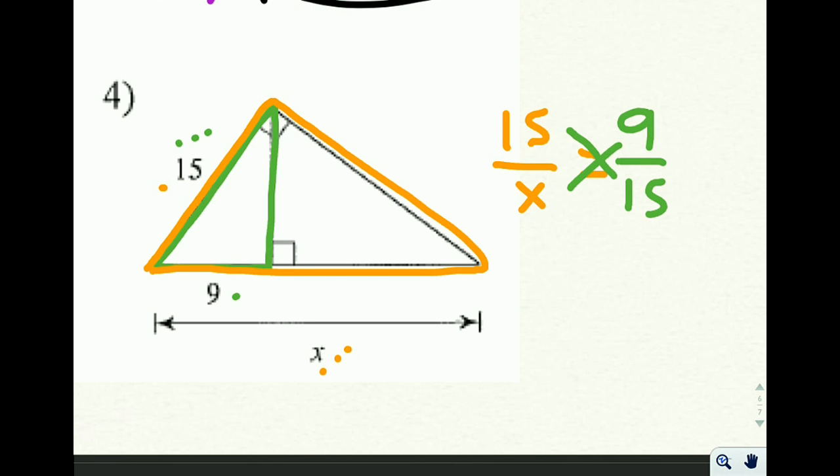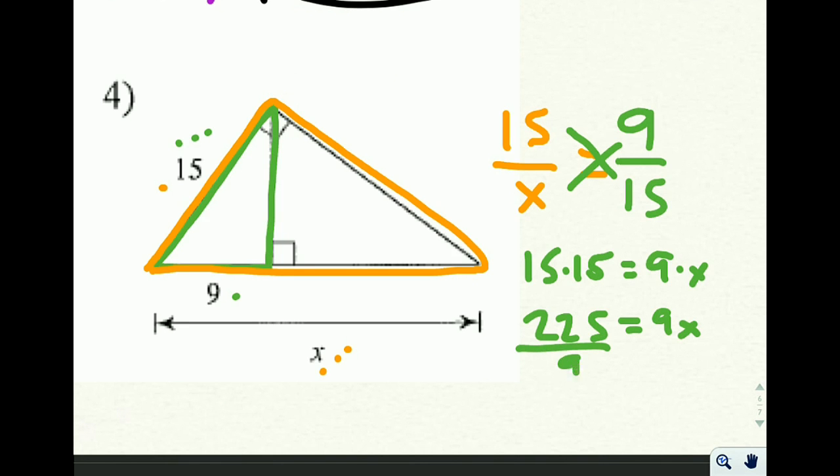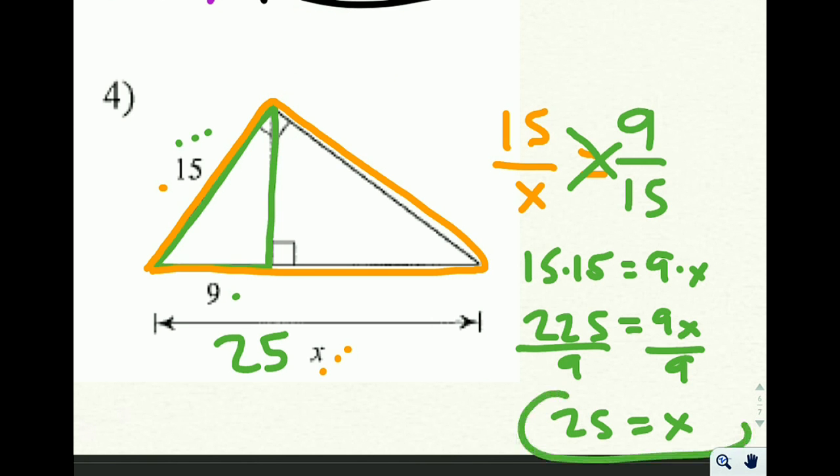So finish this off. Cross multiply 15 times 15 equals 9 times x. 15 times 15 is 225, is equal to 9x. And if you divide both of these by 9, you're going to get 225 is actually 9 quarters. I like my quarters. So that's 25 equals x. So 25 is equal to x. And if this side is 25, it's a little bigger than 15. Seems reasonable once again. So we're going to go with that. We're going to trust our answer.